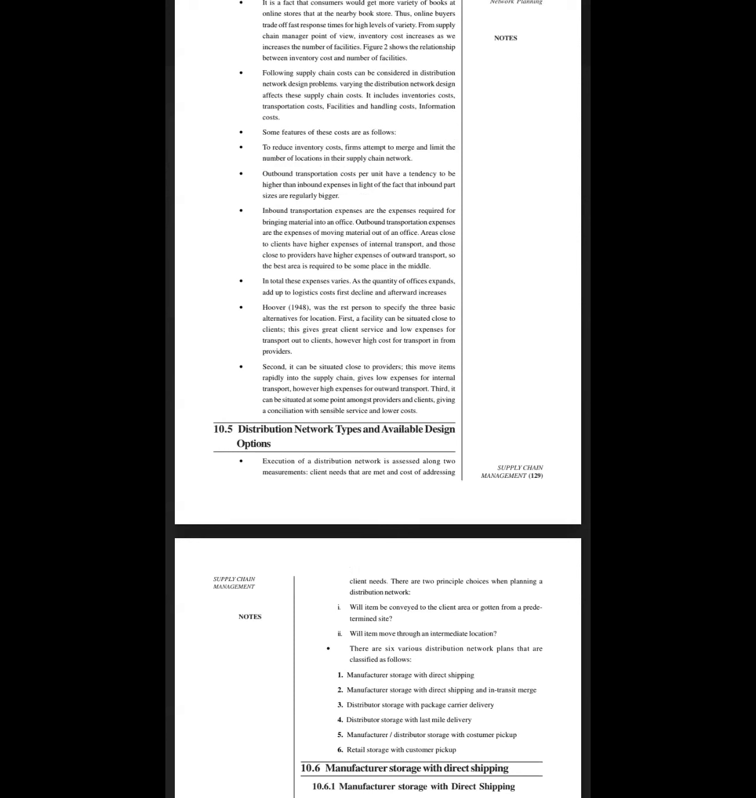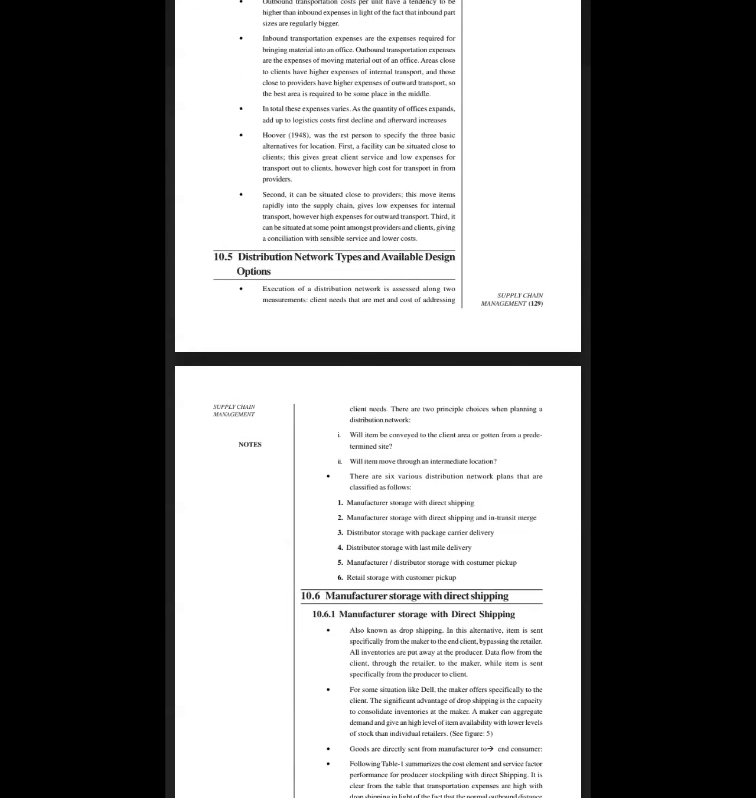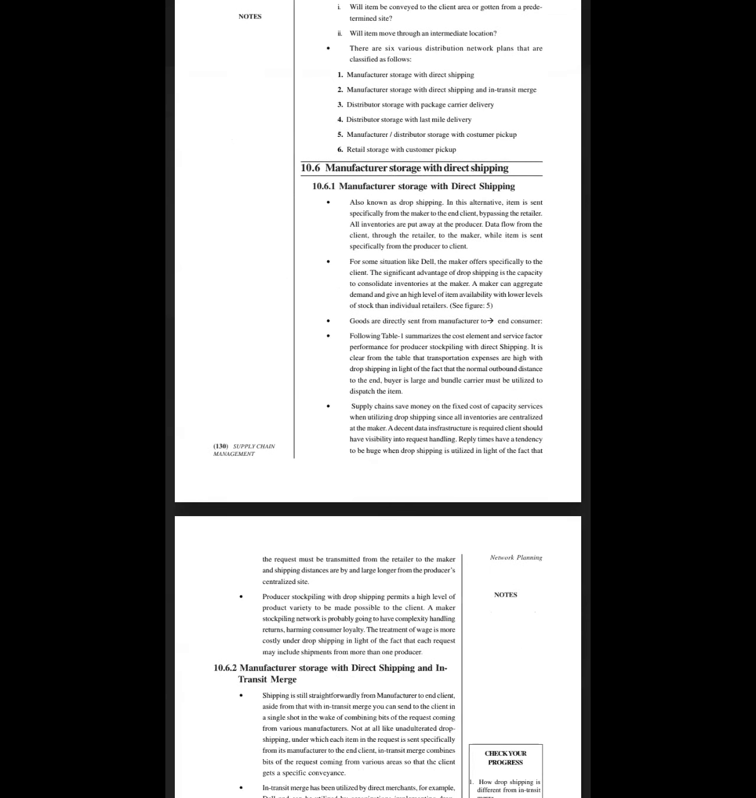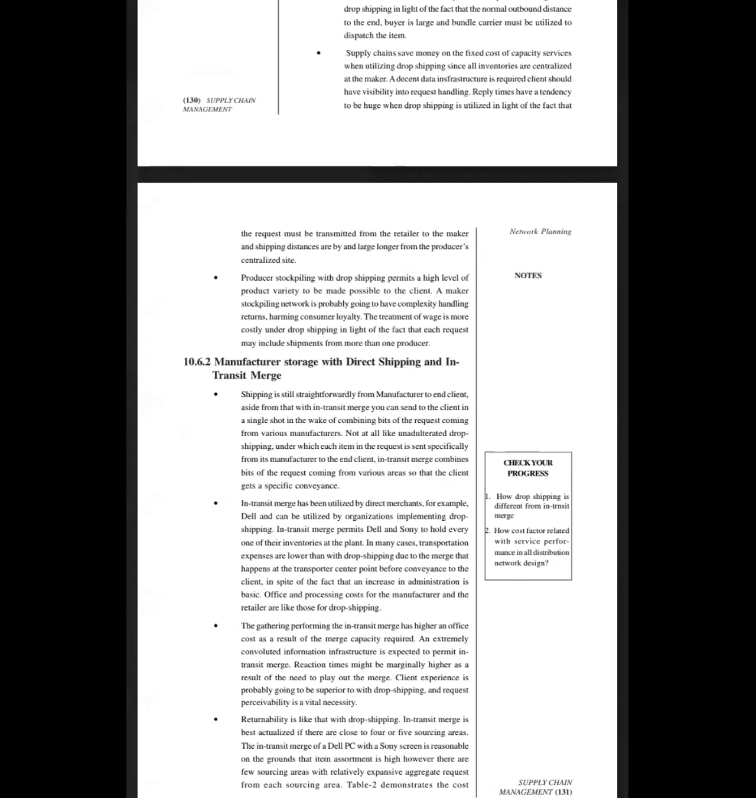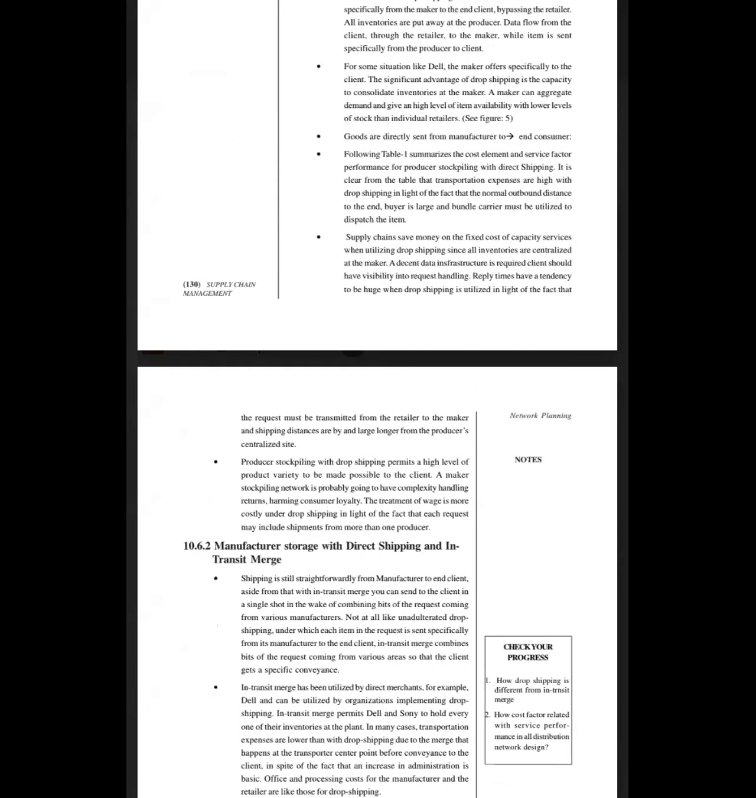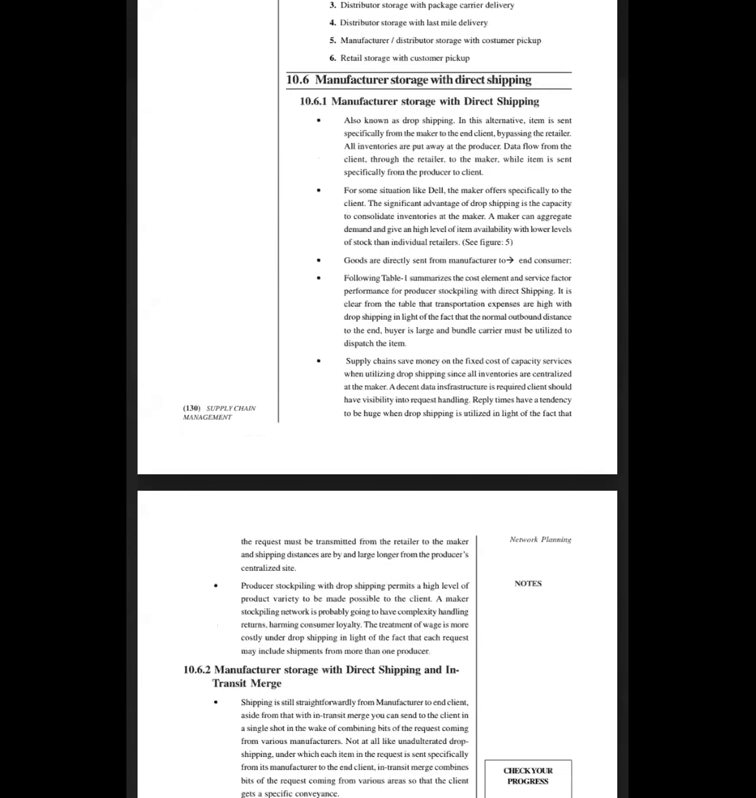Now see, the supply chain distribution network design affects the supply chain cost also. It includes inventory cost, transportation cost, and facility and handling cost. These are all the important tools. Now manufacturer storage and direct shipping. See, they are giving more focus on the transfer of goods from one place to another. There are a few tools which you utilize for manufacturer storage and direct shipping.